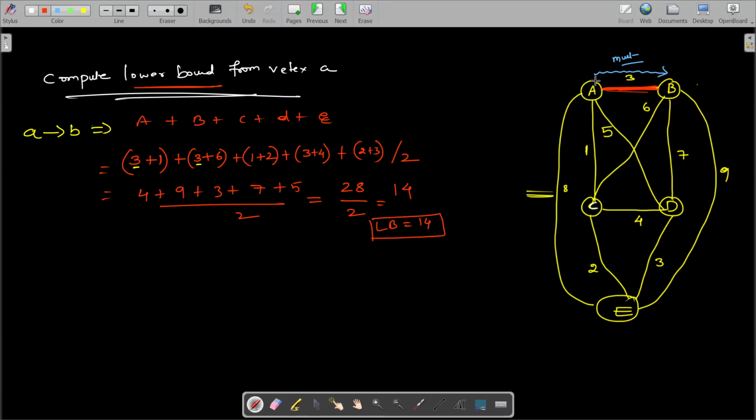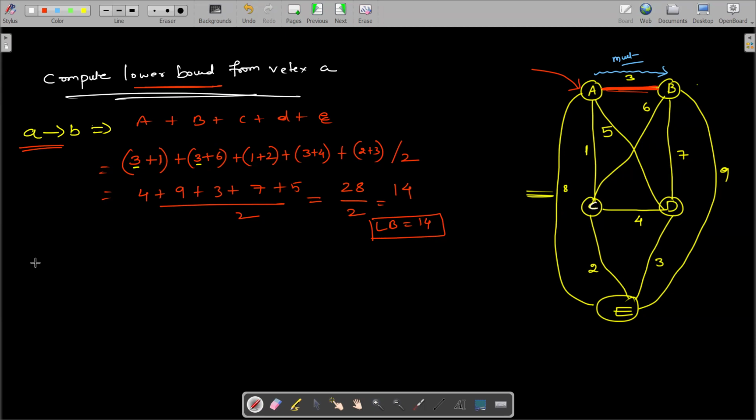Initially I'm starting from A to B. Generally we calculate from A to B, and you can see these values. For A, B, C, D, all these things, when I do them you will get the lower bound that is equal to 14. Fine. Everyone okay or not? Kalyan, okay? Yes, sir. Okay, fine. I think you got it.